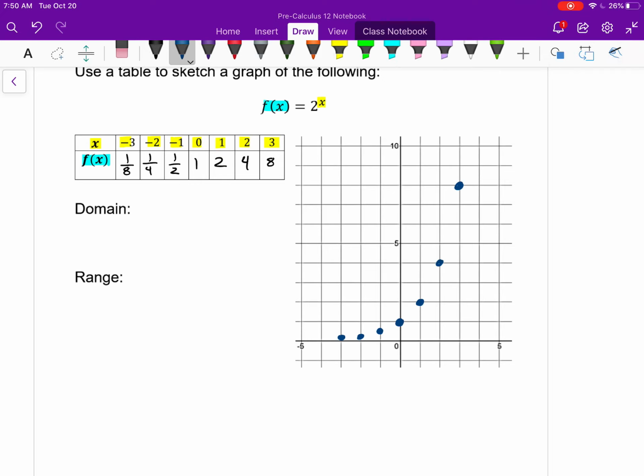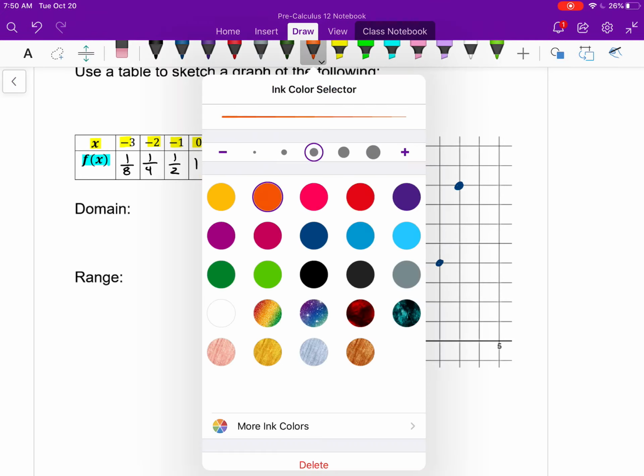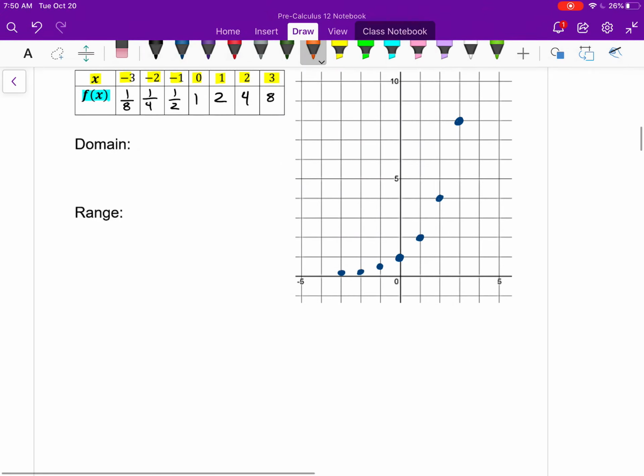Now I must realize that no matter what, as x is getting more negative, my y coordinates are getting closer to 0, but they'll never equal 0. I can't take 2, raise it to any power, and get exactly 0, because a negative exponent means repeated division. I don't care how many times I divide by 2, I'm never going to get nothing, but I'll get really, really close to it, which lets me know there must be a horizontal asymptote right here, right along the x-axis.